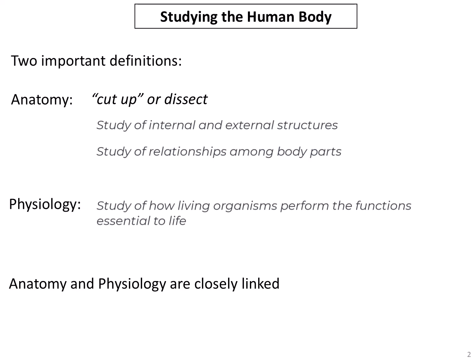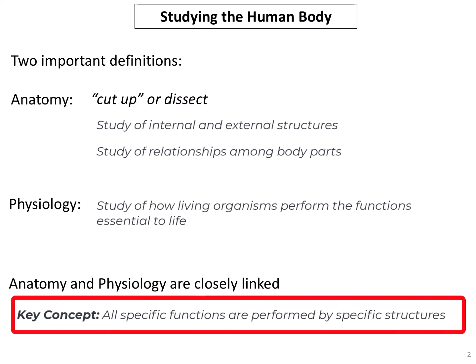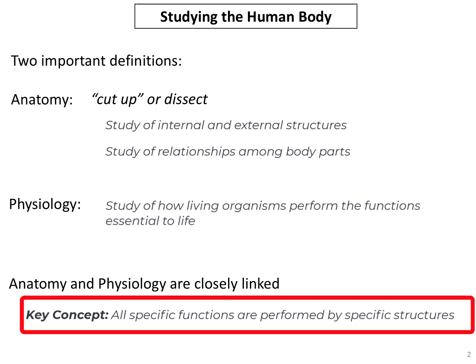So how do the lungs function to allow us to breathe, or how does the heart contract to pump blood? How do skeletal muscles contract to move bone? Anatomy and physiology are very closely linked together. A key concept that is important to understand is that all specific functions are performed by specific structures. Structure and function are always linked together. When we learn about the anatomy or structure of an organ in this course, we will also learn about the function or physiology associated with that organ.